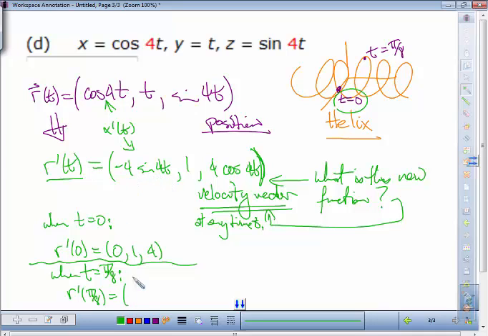Yeah, so this is negative 4 times sine of pi over 2. What's sine of pi over 2? 1. So that's negative 4. And I have 1, there's no t values to put in here. And now I have cosine of pi over 4, which is 0.